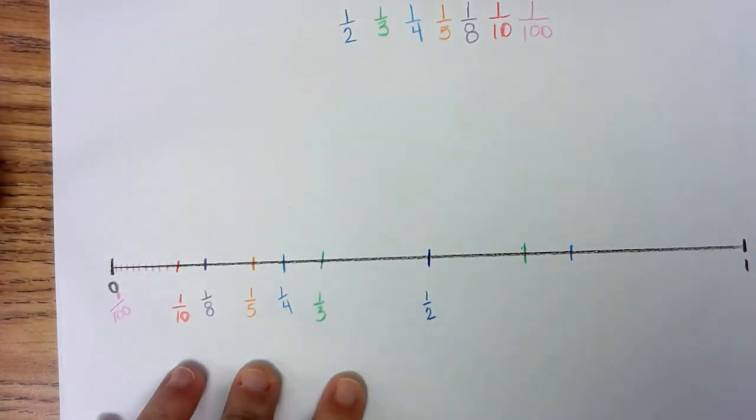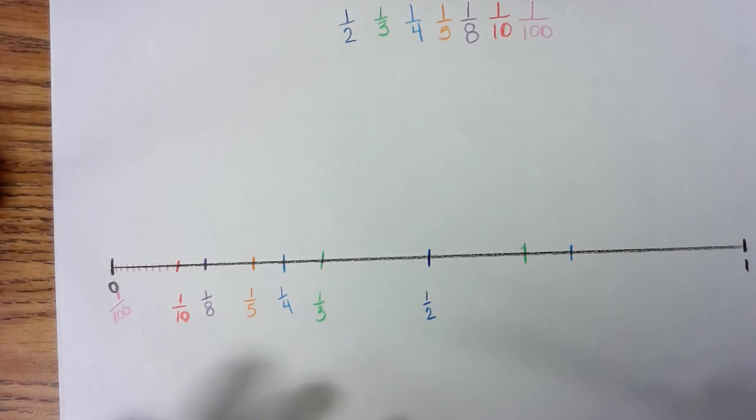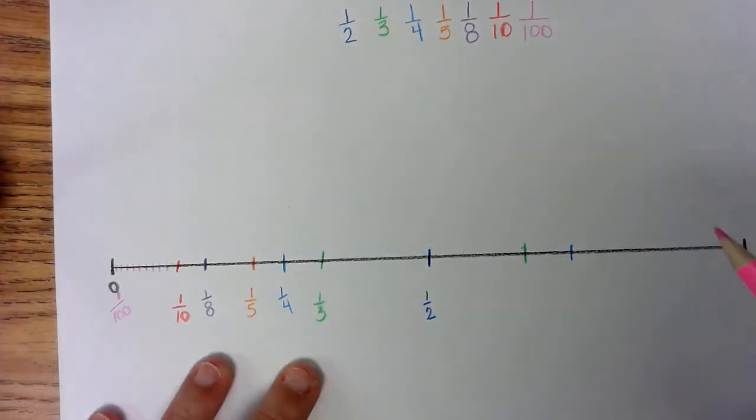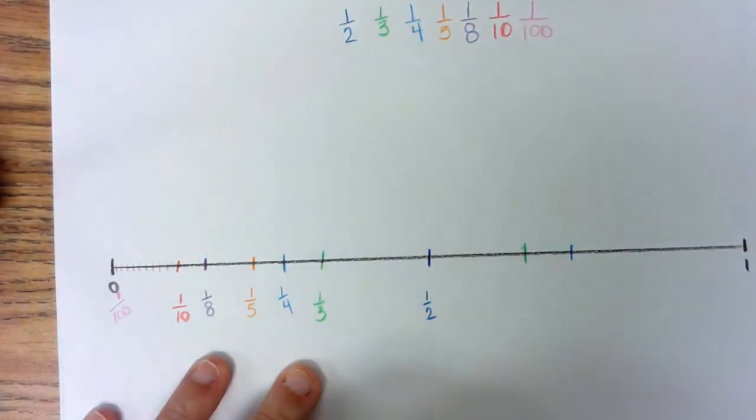So there's your number line. I want to see from each of you a number line in your math journal that has these 7 benchmark fractions labeled. Have fun.